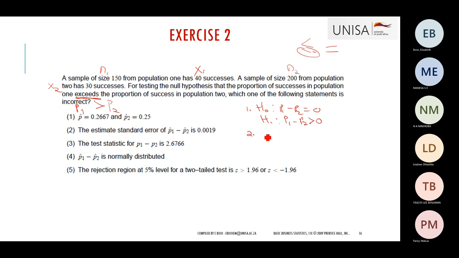Step number two: what is my alpha? Alpha will be given somewhere in the question. They gave us our alpha, which is 0.05. I can calculate my point estimate, but before that I need to calculate my P1. What is my P1? It's X1 over N1, which is 40 over 150. And what is the answer?